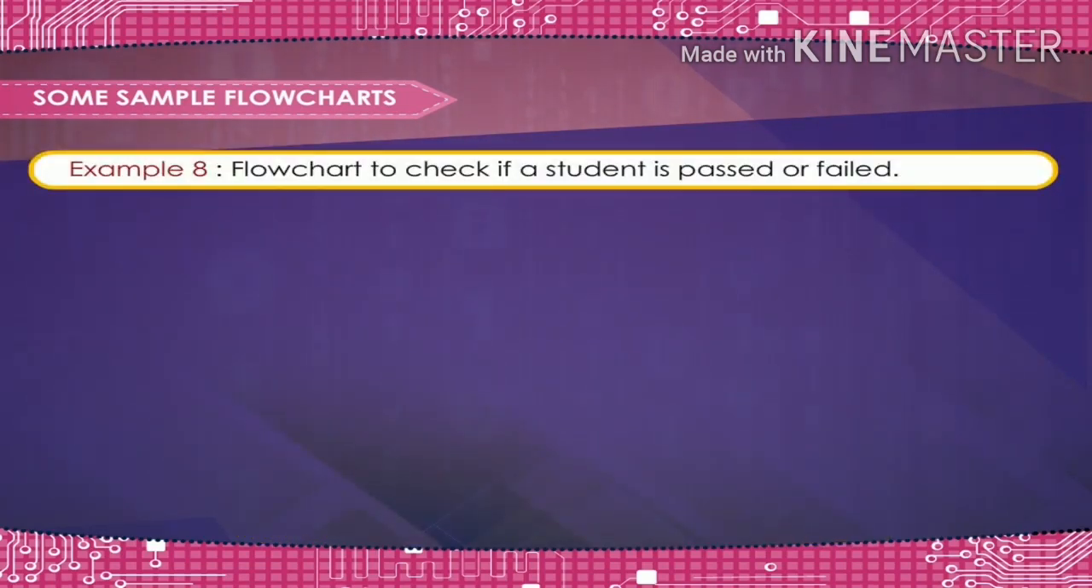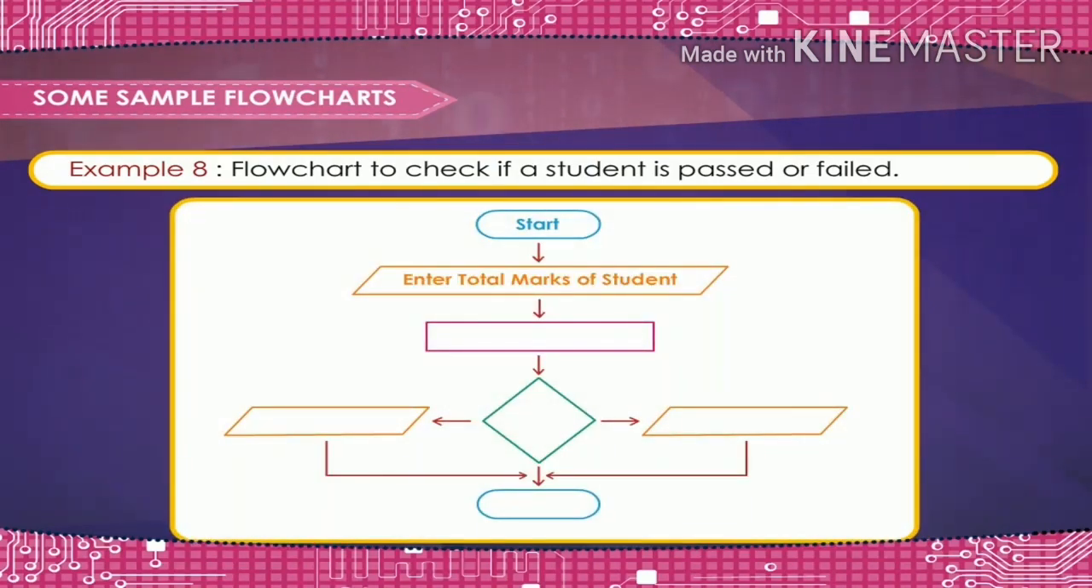Example 8. Flowchart to check if a student has passed or failed. Start. Enter total marks of the student. AVG is equal to T divided by 5. Is AVG greater than 50? If yes, print passed. If no, print failed. Stop.